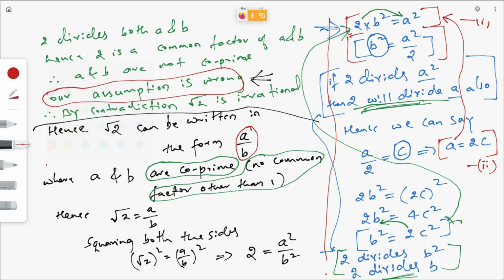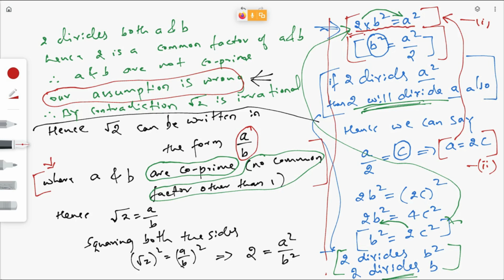So here in this case, a and b are co-prime, right? After simplification, you got this a and b, so they are co-prime numbers. They don't have any common factor other than 1. So this was my assumption till here. But when I took root 2 is equal to a by b and squared on both sides, what we got is 2b square is equal to a square.